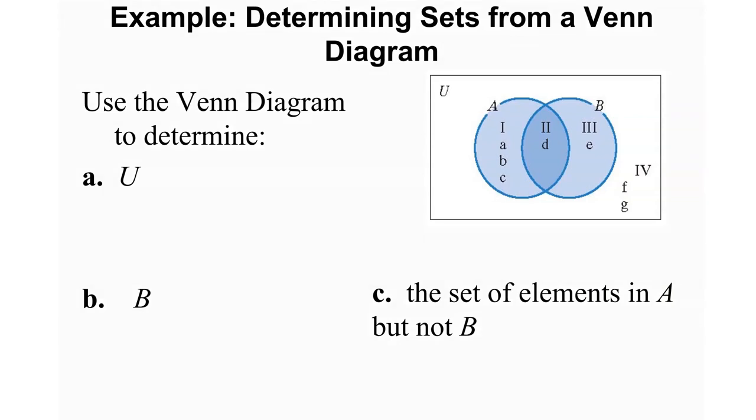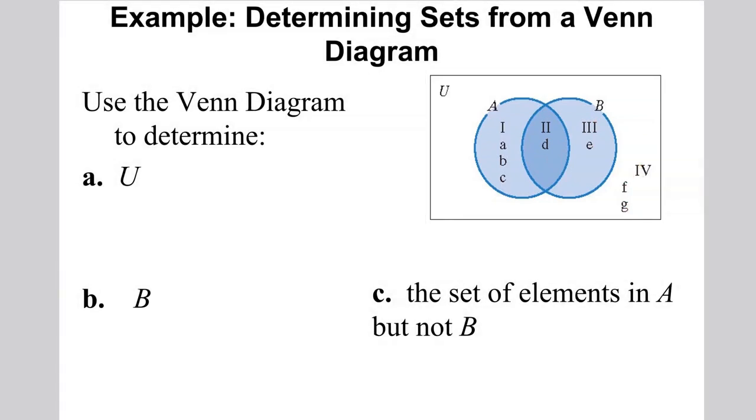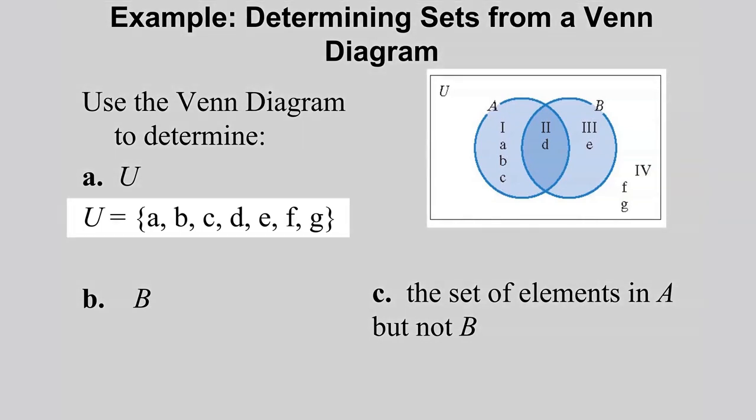Let's consider this example here. Use this Venn diagram to determine the universal set, set B, and the set of elements in A but not in B. Notice that set A here overlaps with set B. For letter a, the universal set contains all the elements under consideration. So these would be the elements in this region, plus the elements in this region, and then the elements in this region, and this region. So we will just have to list everything down. This will be A, B, C, and then D, E, F, G.